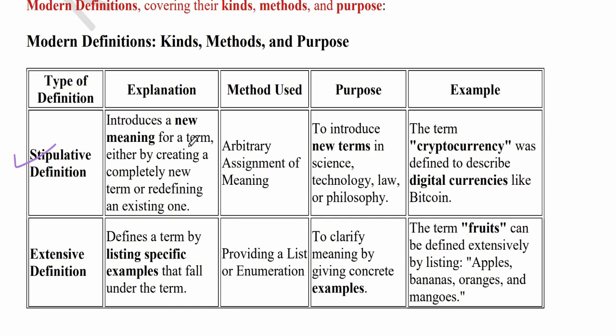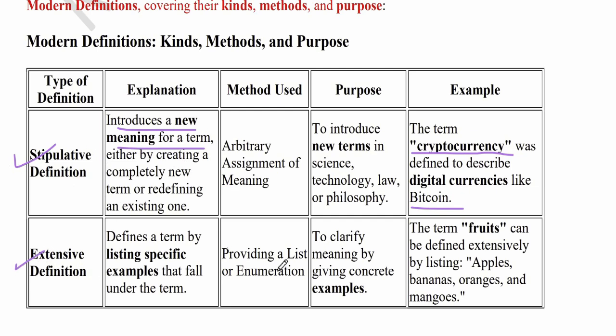Stipulative definition, basically we are creating a new meaning for a term. Example: the term cryptocurrency was defined to describe digital currencies like bitcoin and everything. So it's an arbitrary assignment of a meaning, to introduce new terms in science, technology, law, or philosophy. So a new meaning is created when we use stipulative definition.